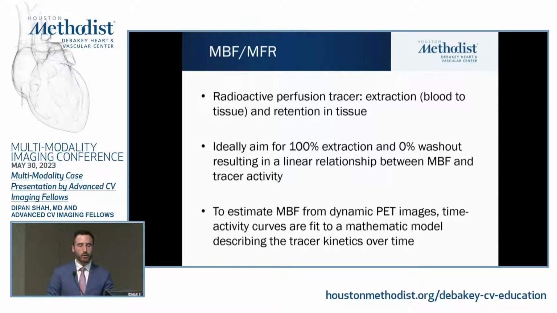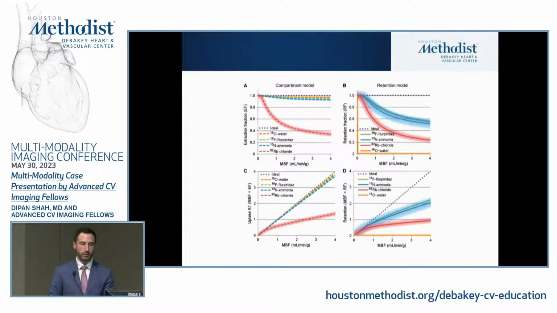And so the way we estimate blood flow from these dynamic images is that we fit time activity curves to a mathematical model, and basically from that it will just give us a number. It will give us the stress myocardial blood flow, it will give us the rest myocardial blood flow, and then we calculate the ratio of the two, which is the myocardial flow reserve.